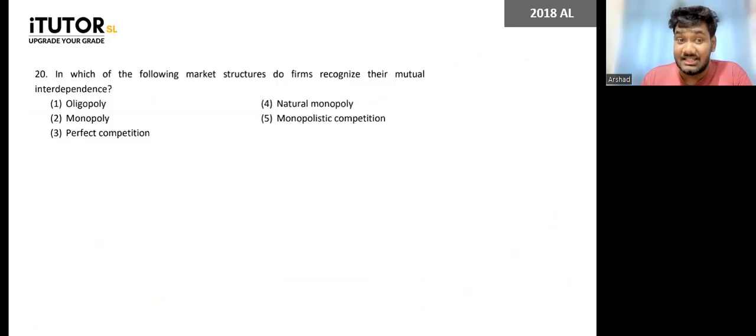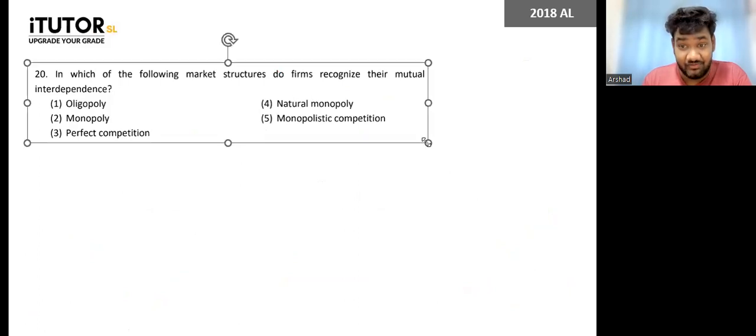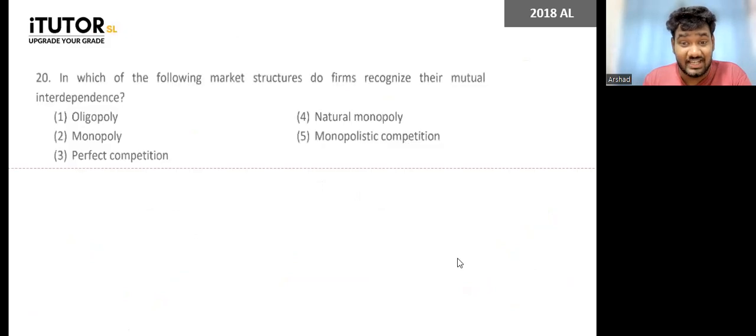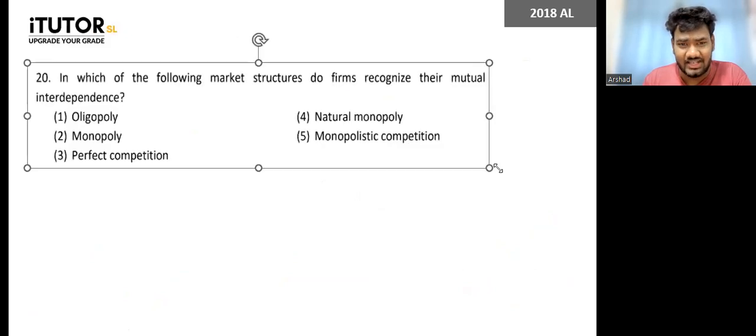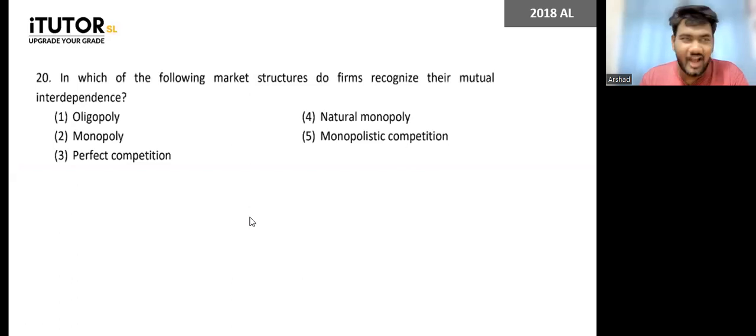In which of the following market structures, very easy, do firms recognize their mutual interdependence? Where do you have mutual interdependence? I would have taught you this when I taught you the kinked demand curve and all. Where do firms depend on each other? Mutual interdependence is in what? In an oligopoly market. In an oligopoly, they will have mutual interdependence, a lot of mutual understanding and all of that. That's answer number 1, 2018.